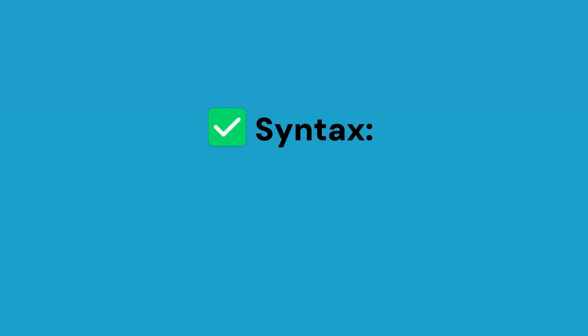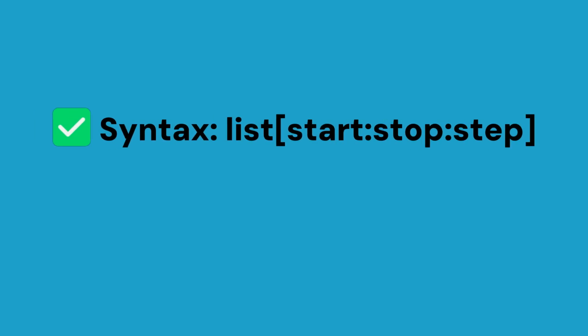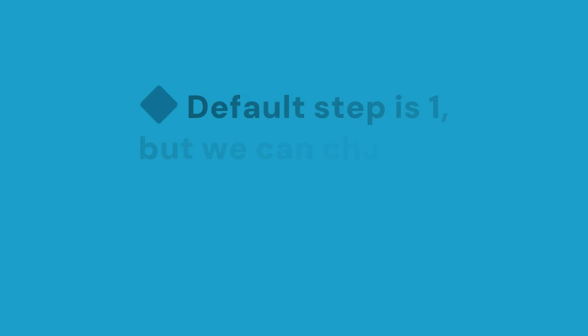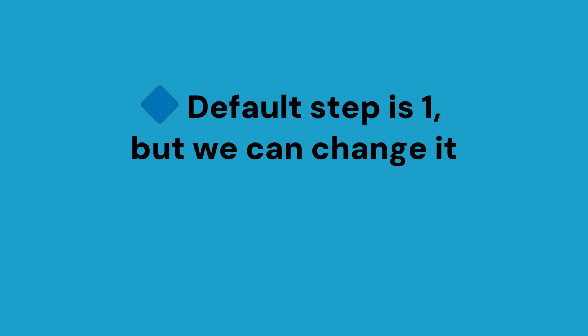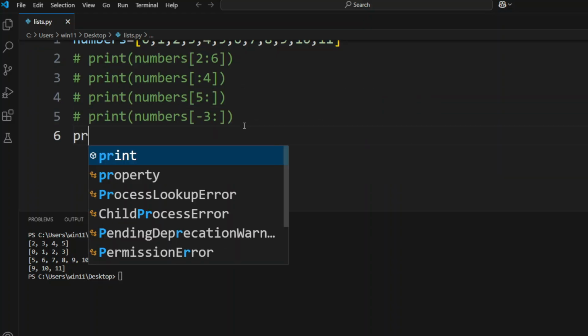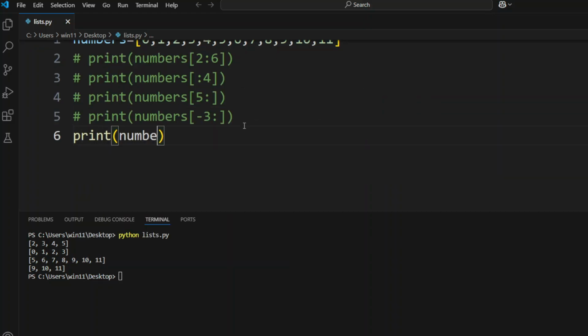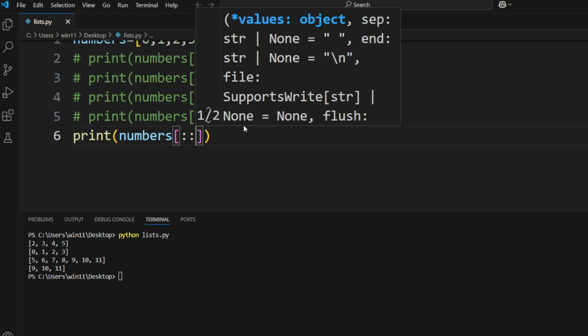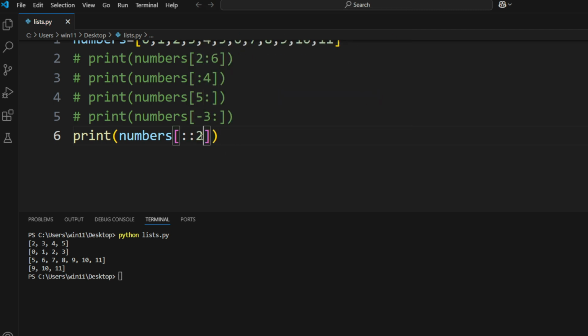So the syntax for this is list[start : stop : step]. The default step is 1, but we can change it. For example, let's say we print numbers and we have specified the step here as 2. What it does is it will print every second element from the list. As you can see, 0, 2, 4, 6, 8, 10 is printed.